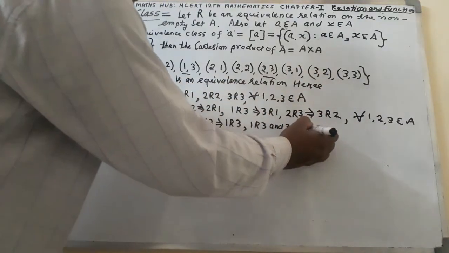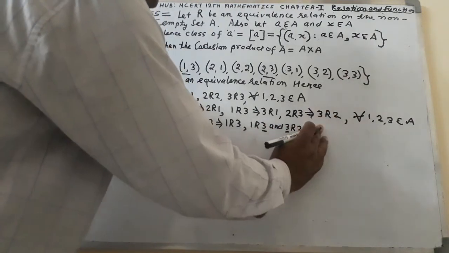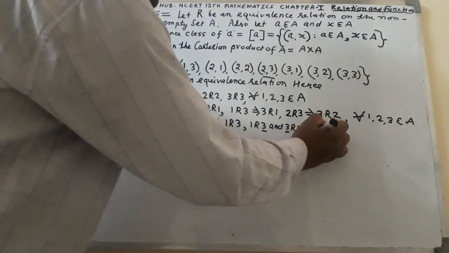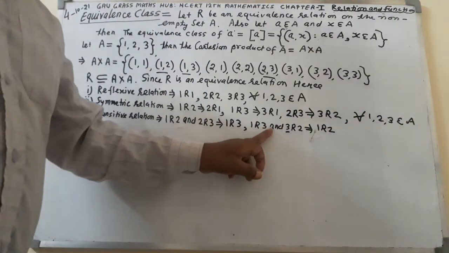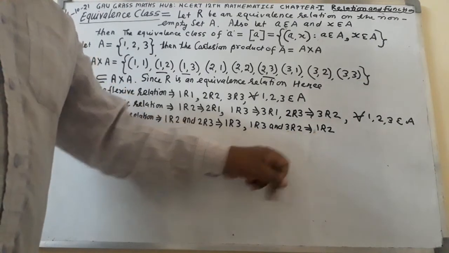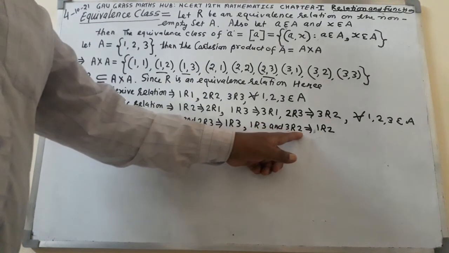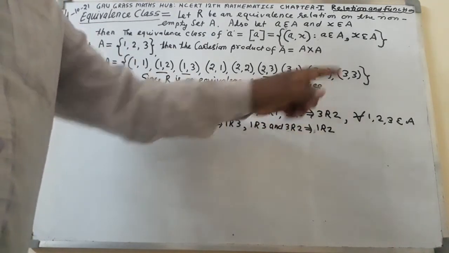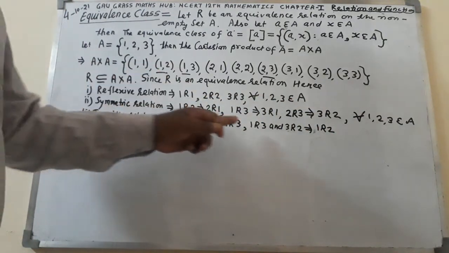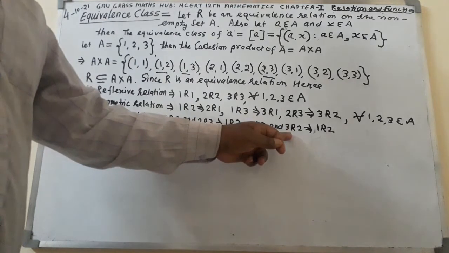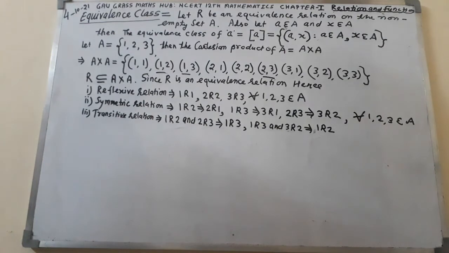Implied that, then 1 related to 2. 1 related to 3 and 3 related to 2, then 1 related to 2 is there. (1, 3), (3, 2): then 1 related to 2 is there at this place.